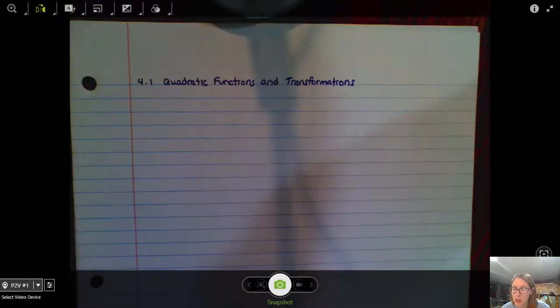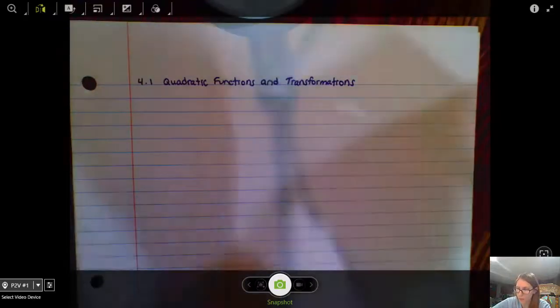We are starting chapter 4 today, which is all about quadratic functions. And our first section, we're talking about quadratic functions and transformations. We keep coming back to them, and we will keep coming back to transformations throughout the year. But all about quadratic functions for now.